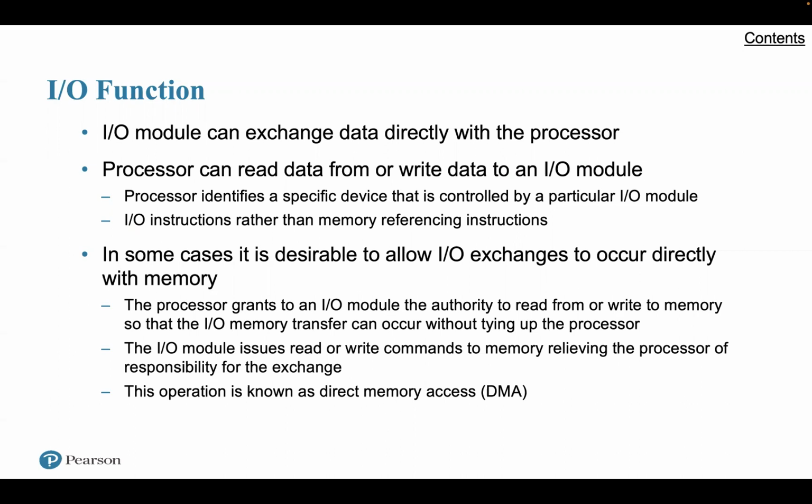In some cases, it is desirable to allow I/O exchanges to occur directly with the memory. In such a case, a processor grants to an I/O module the authority to read from or write to memory so that the I/O memory transfer can occur without tying up the processor. During such a transfer, the I/O module issues read or write commands to memory, relieving the processor of responsibility for the exchange. Thus, this operation is known as direct memory access, and so we'll be coming back to that in chapter 7. So we're getting a little bit more detail of how we think about doing the I/O functions.